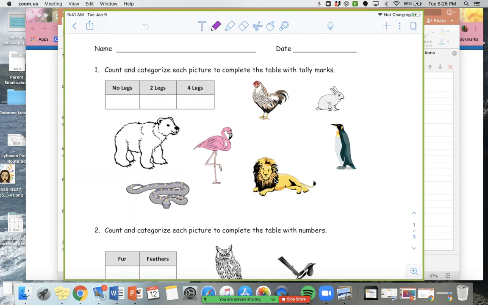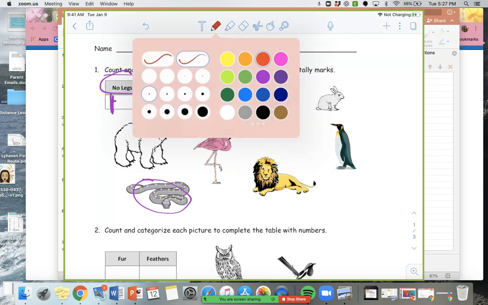Count and categorize each picture to complete the table with tally marks. So the classifications are right here. No legs, 2 legs, and 4 legs. So let's start with no legs. I see only one animal, which is the snake, has no legs. So I'm going to write 1 tally mark right here. Let me use a different color.